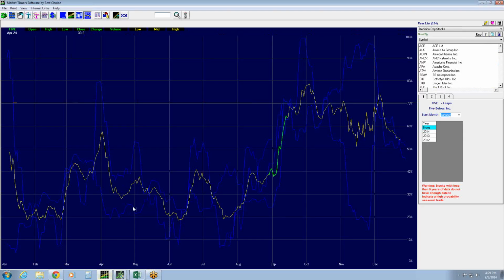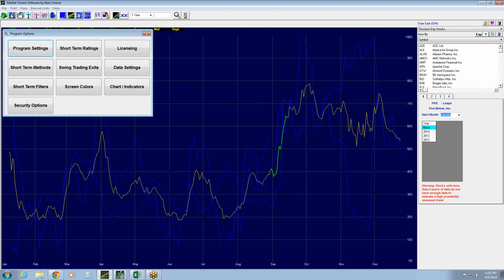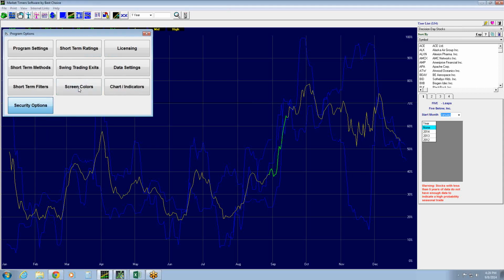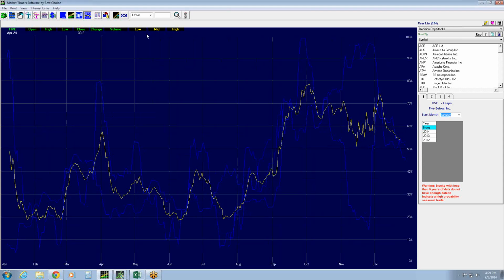Now, the other technique you can use is using best choice. There are two different settings. When you go to Program Settings, Security Options, you can set it at Thinkorswim if you have a TD Ameritrade account, or you can set it at the original 20-minute delay, which has more rich features as far as analysis goes than the Thinkorswim.